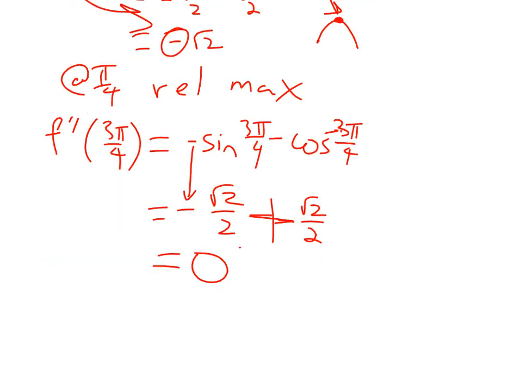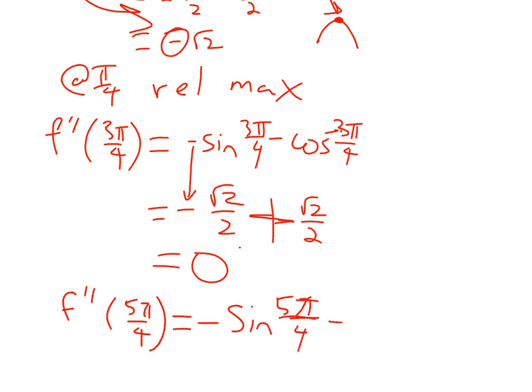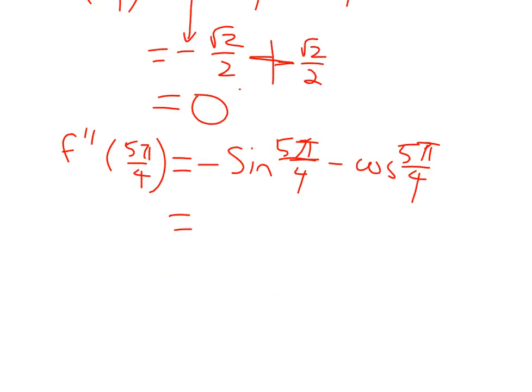Testing the next one, I got 5 pi over 4. I think we should get a positive number here, but let's just check it. Negative sine of 5 pi over 4 minus cosine of 5 pi over 4 gives me, let's see, the sine of 5 pi over 4 is root 2 over 2, but it's in the third quadrant, so negative, so that becomes a positive, minus the cosine of 5 pi over 4. Cosine of pi over 4 is again root 2 over 2, but in the third quadrant that's negative, so that becomes positive. So this is positive root 2.